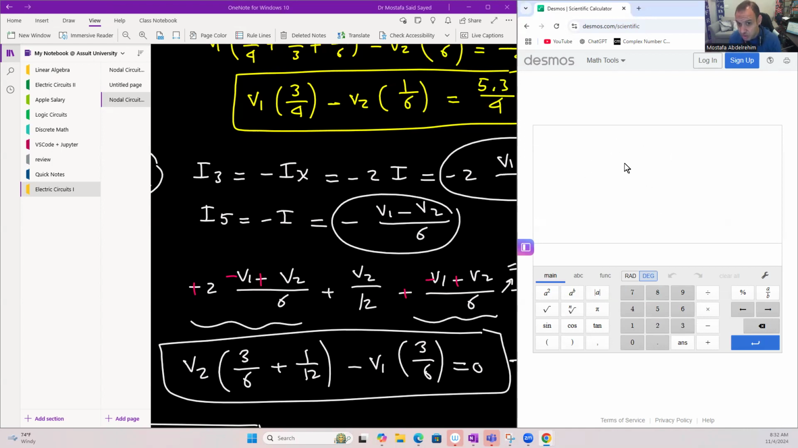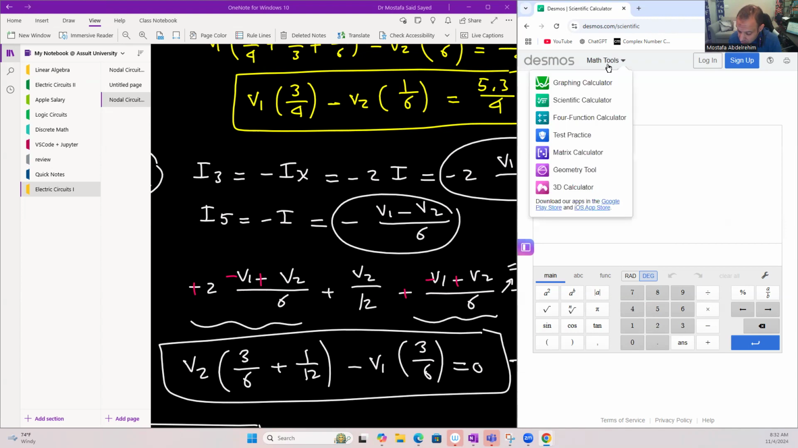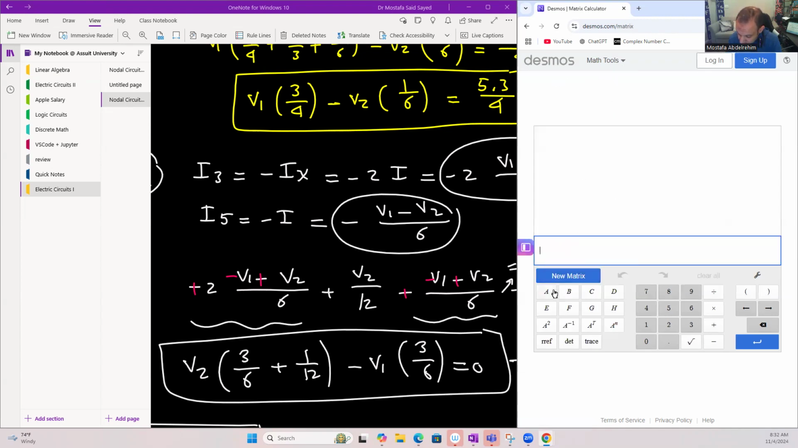This is basically the default. Just write Desmos on Google and it's going to give you this website. Then go to the math tools at the top and choose matrix calculator. Okay, so we're just going to follow the steps.